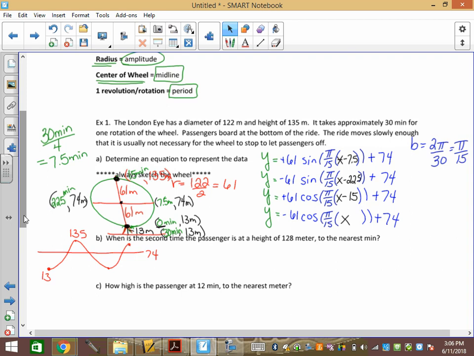Now, I need to set a window that works. I know that this graph repeats itself every how much horizontally? 30. So I'm going to make my x min be 0 and my x max be 60 so I can see it rotate twice. X scale, make it be 10, sure. What's the minimum of my y here? You could put 12. I'm going to put 0 because I'm going to count it at ground level. What's my y max at? 135. So I'm going to go 140. I'm going to make it go up by 10s. Now I should be able to see.